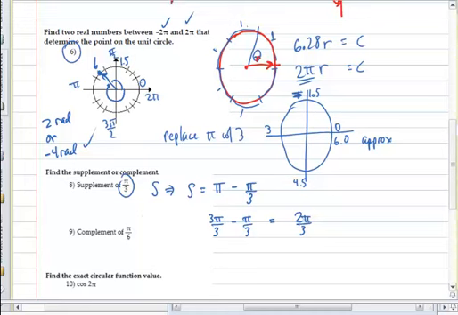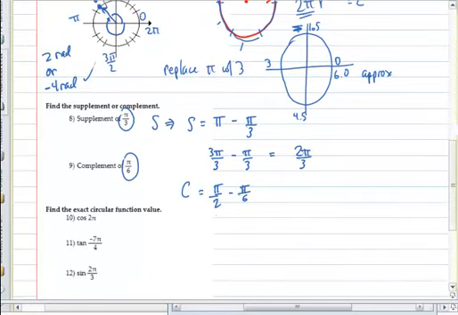If we want to find our complement of an angle, let's say pi over 6, the complement rule is whatever angle they give you, it's got to add up to pi over 2. So we'll just take that angle away from pi over 2. So I'm going to do pi over 2 minus pi over 6. And I'll change the common denominators. So this will become 3 pi over 6 minus pi over 6. And that will give me 2 pi over 6, which is pi over 3. So that would be my complement.